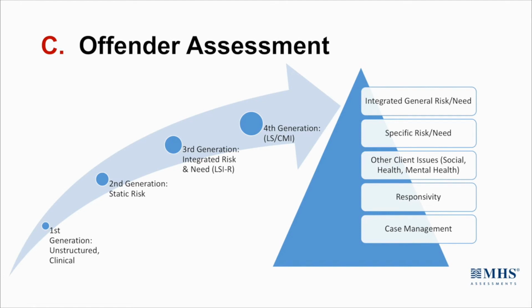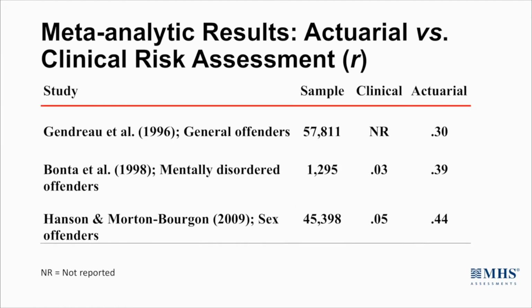The research on first generation risk assessment clearly indicates that in terms of predictive accuracy, you are not much better off than flipping a coin. When you compare it to second to fourth generation, the clinical first generation is all around the 0 mark, 0.03, 0.05. Now what about second generation risk scales?